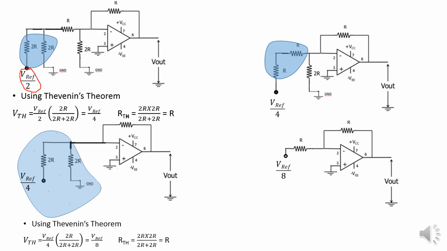So again finally the circuit will be modified into V reference by 8 as an input voltage and input resistance R, and these are connected to an inverting amplifier with feedback resistor RF equal to R. So what will be the output? Output equals minus V reference by 8 times RF by R, which is nothing but minus V reference by 8. Minus, because it is connected to the inverting terminal of the inverting amplifier.